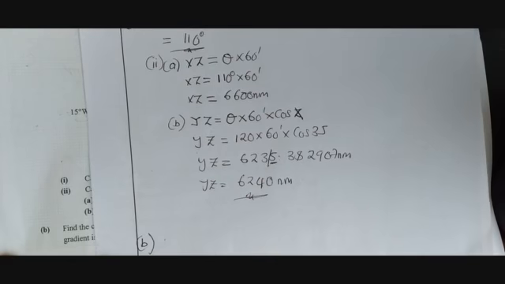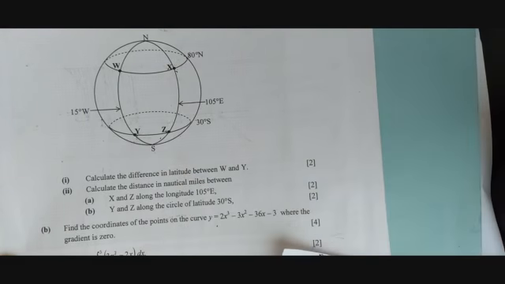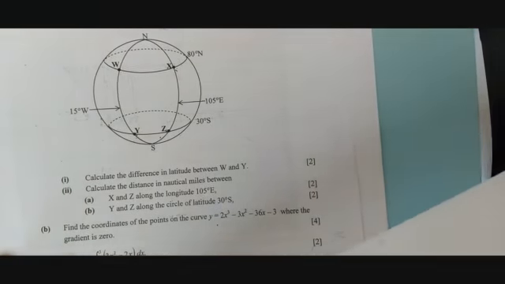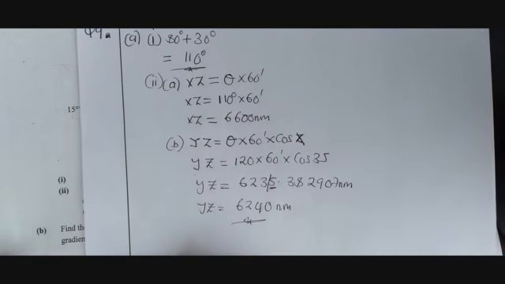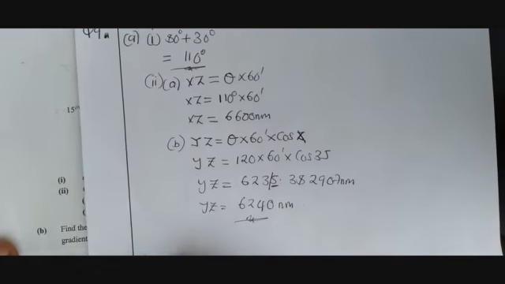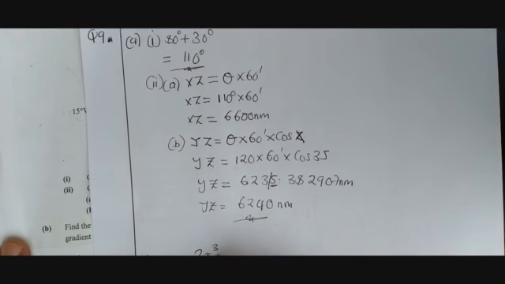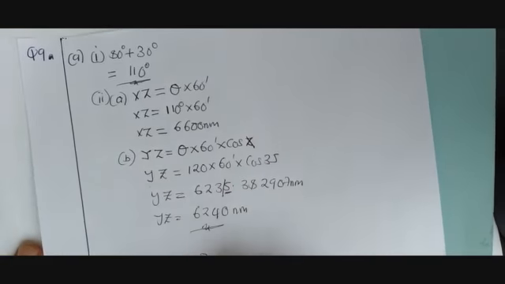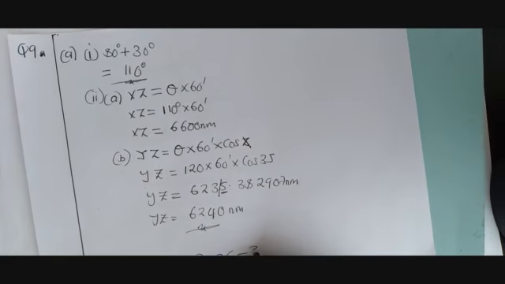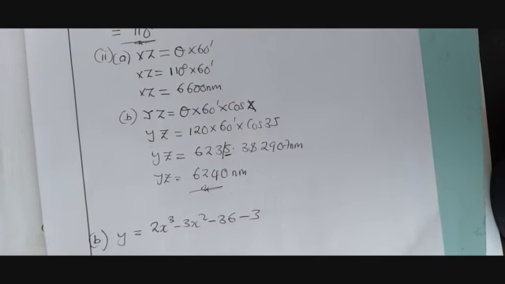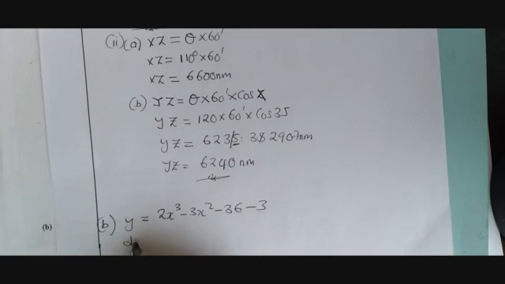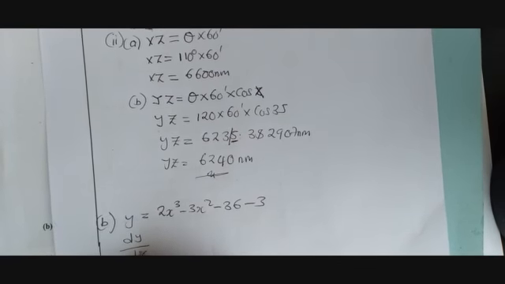B, we are saying find the coordinates of the point on the curve where the gradient is 0. The curve is y is equal to 2x to the power 3 minus 3x squared minus 36x minus 3. So we want to find the coordinates of this curve at the point where the gradient is 0. By gradient we mean dy/dx, the derivative, which is 0.